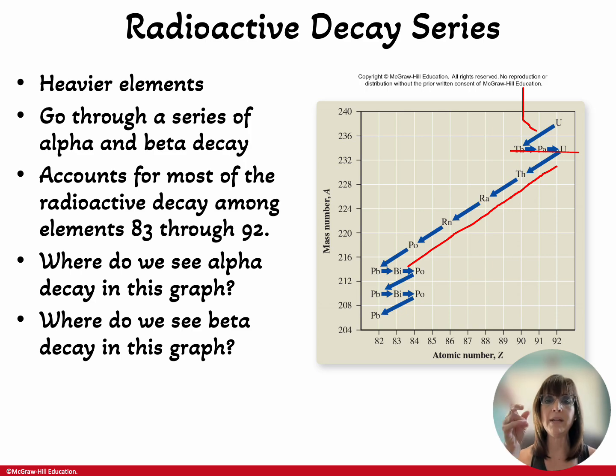So eventually uranium becomes lead, it looks like. And it took a lot of transitions. Let's see, 1, 2, 3, 4, 5, 6, 7, 8, 9, 10, 11, 12, 13, 14 radioactive decays. Isn't that cool?